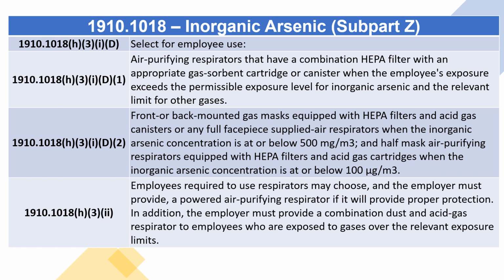1910.1018 H3 2: employees required to use respirators may choose, and the employer must provide, a powered air purifying respirator if it will provide proper protection. In addition, the employer must provide a combination dust and acid gas respirator to employees who are exposed to gases over the relevant exposure limits.